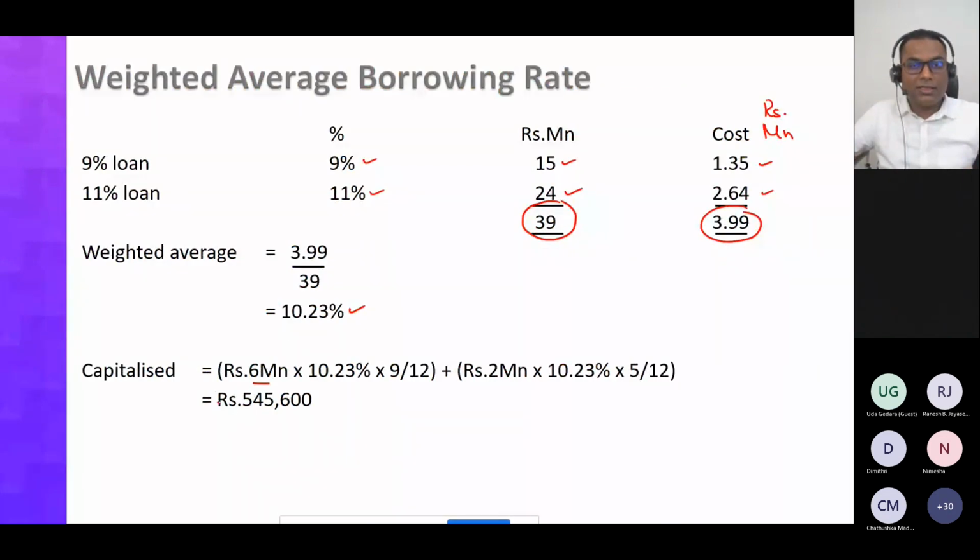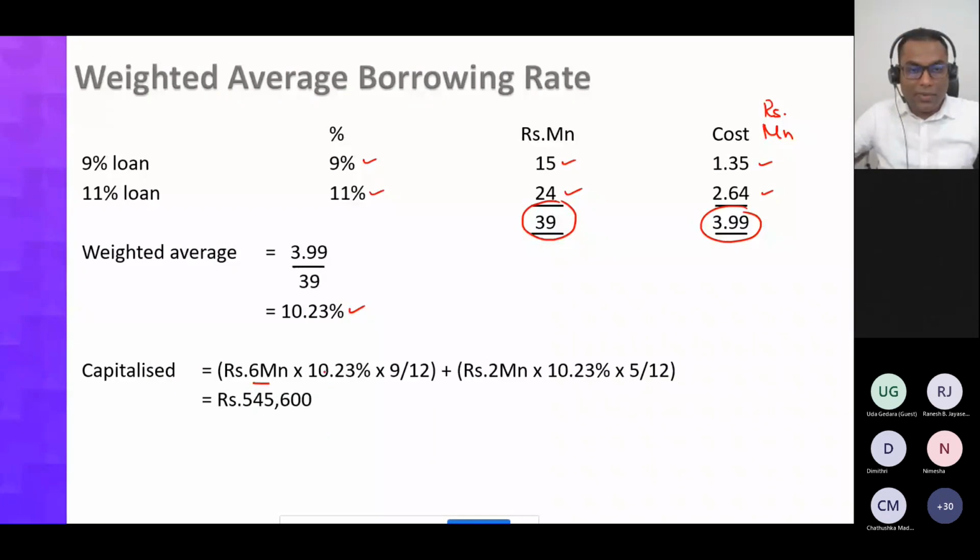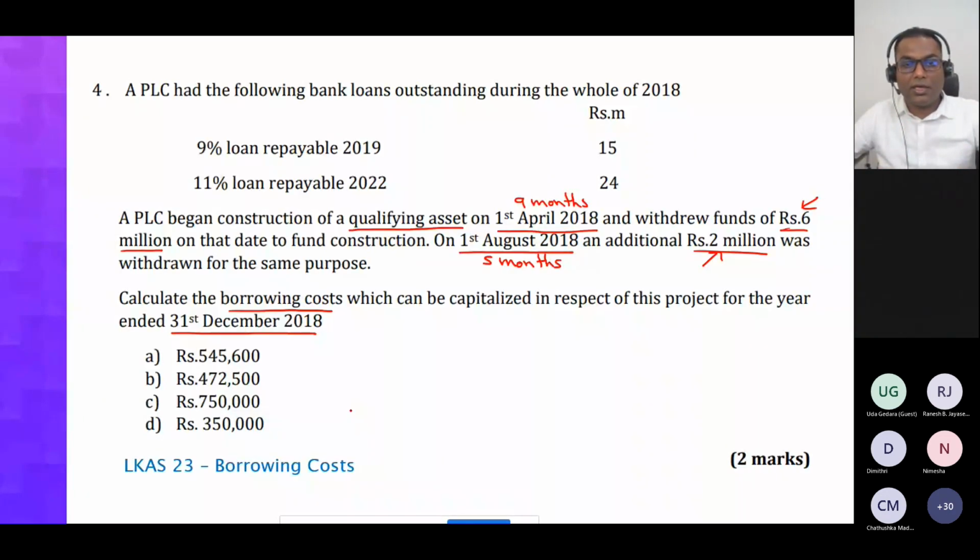6 million, right? That is the amount you withdrew and invested in this asset on 1st April 2018. So the capitalization is 6 million into 10.23% multiplied by 9 upon 12, because it is 9 months from 1st April to 31st of December, right? 1st April to 31st of December.